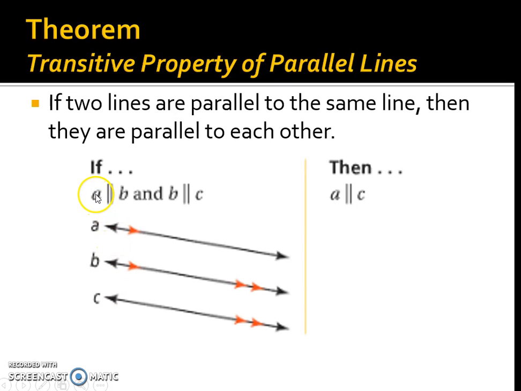So you're going to write A is parallel to B. This is a parallel sign. And B is parallel to C. Then A is parallel to C. So this is called the transitive property of parallel lines. If two lines are parallel to the same line, then they are all parallel to each other. So lines A, B, C, they're all parallel to each other.